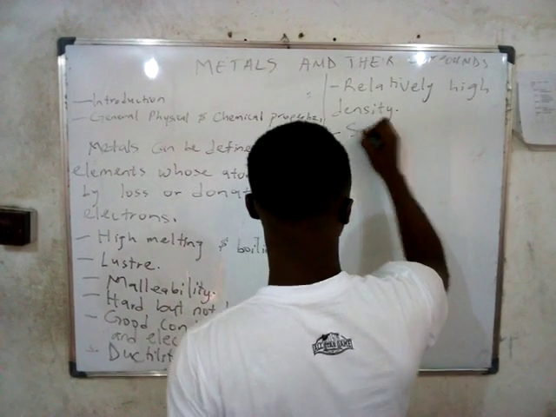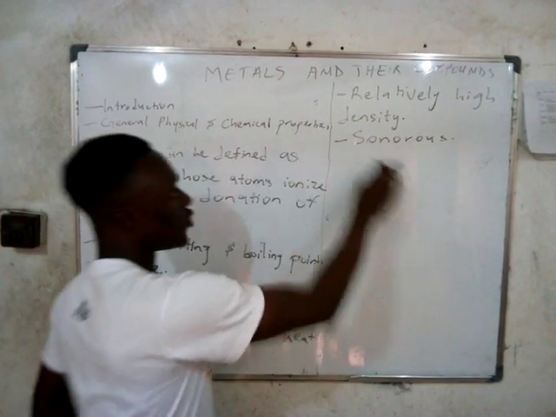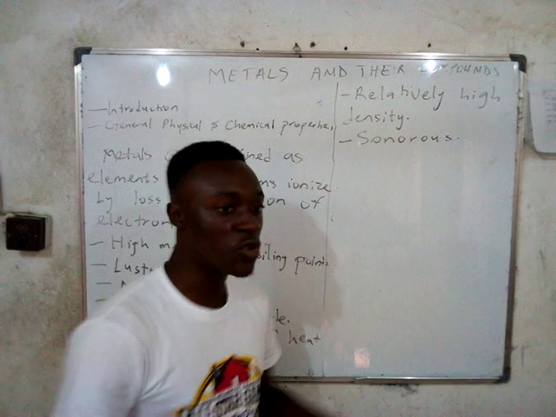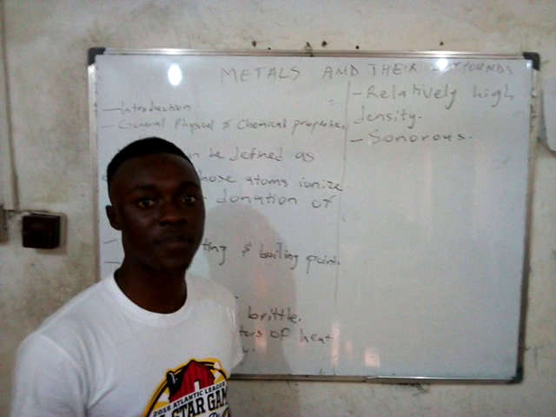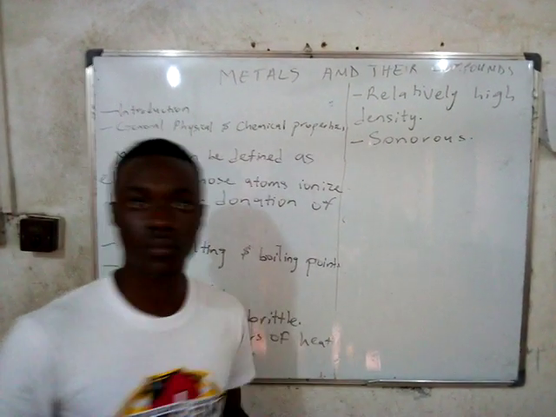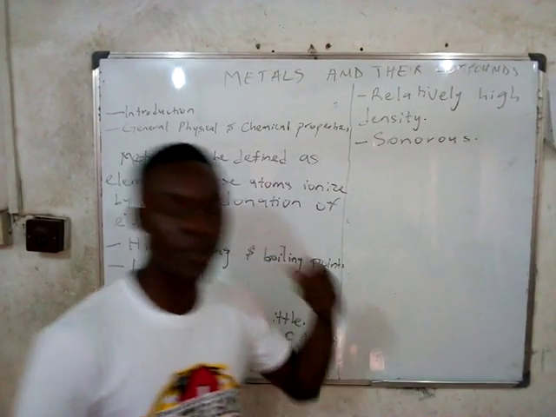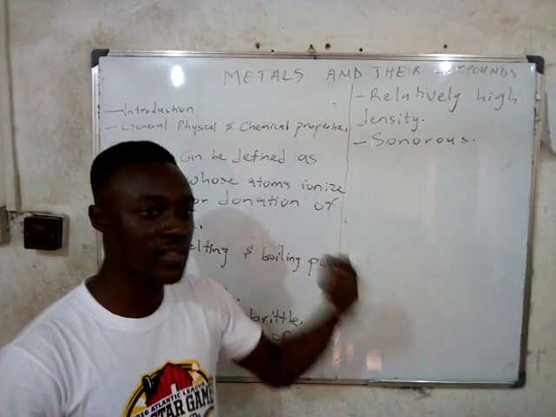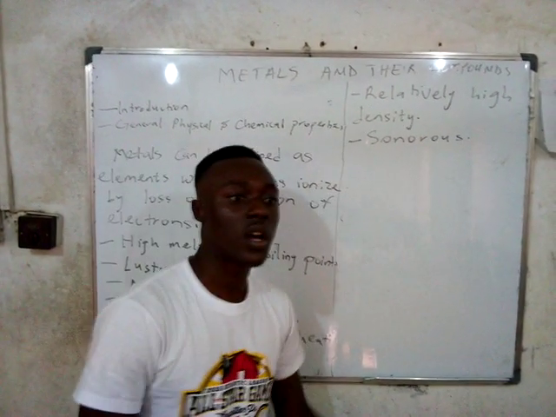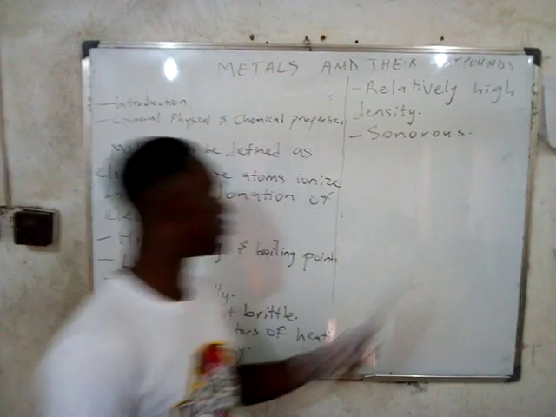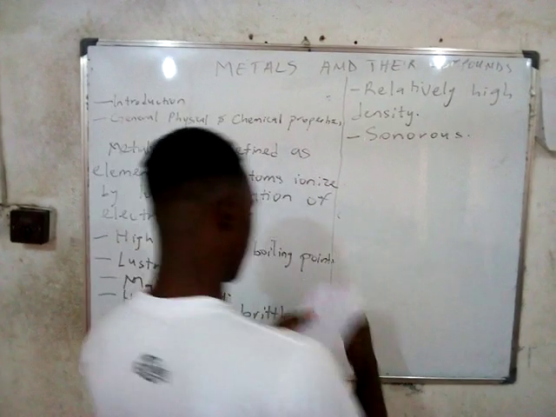Then sonorous. Now, the property sonorous means it gives out a musical note when struck. So from our everyday activities, striking of bells, hitting certain objects with other objects, we see that whenever you strike a metal, it gives off a certain musical note. It gives off a certain note, and these notes are applied in various musical instruments, such as the drums, the gong, obviously the local gongs we use. So that's the ability of metals to give off a note.